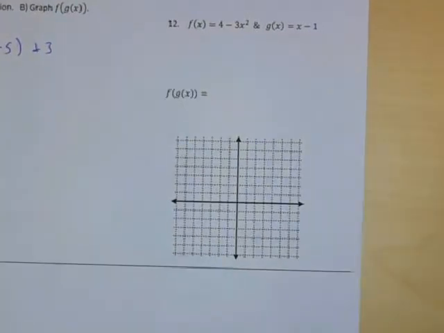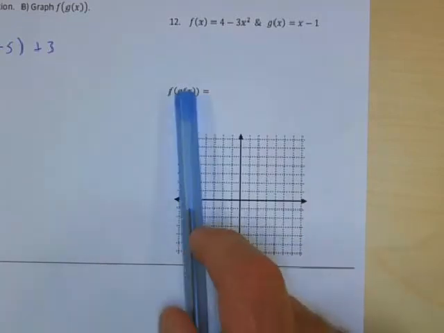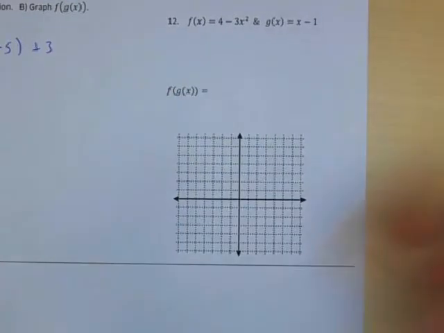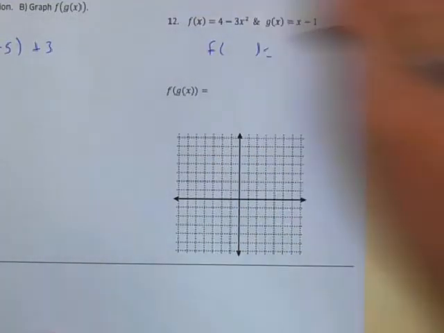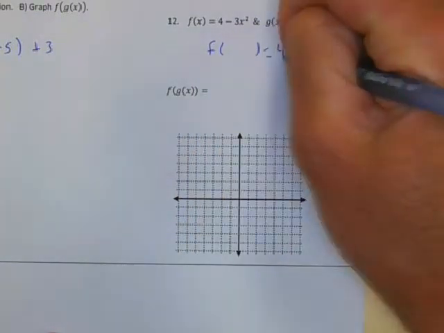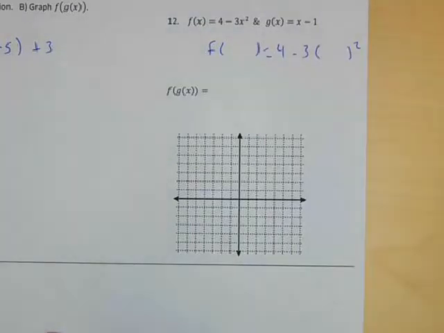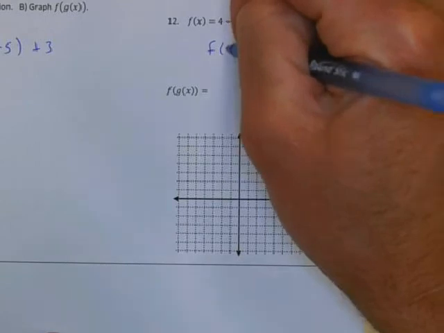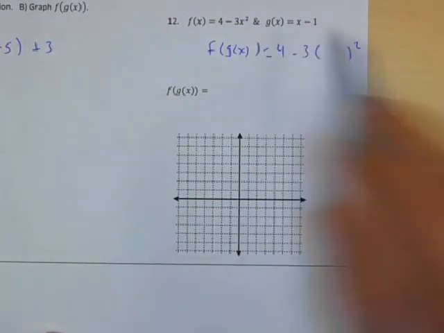number 12. Okay, so again, we're finding f of something. Don't worry about the g of x part. We're finding f of something. So what is my function f for number 12? Well, my function f for number 12 is 4 minus 3 times something squared. Okay, and then what are we plugging into our function f? Well, g of x. Well, what is g of x? Well, it's x minus 1.